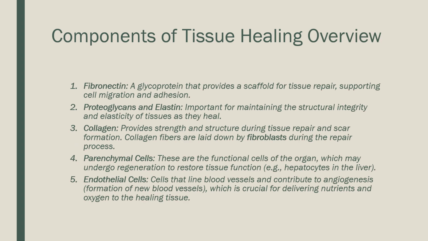Components of tissue healing overview. Fibronectin is a glycoprotein that provides a scaffold for tissue repair, supporting cell migration and adhesion. Proteoglycans and elastin are important for maintaining the structural integrity and elasticity of tissues as they heal.